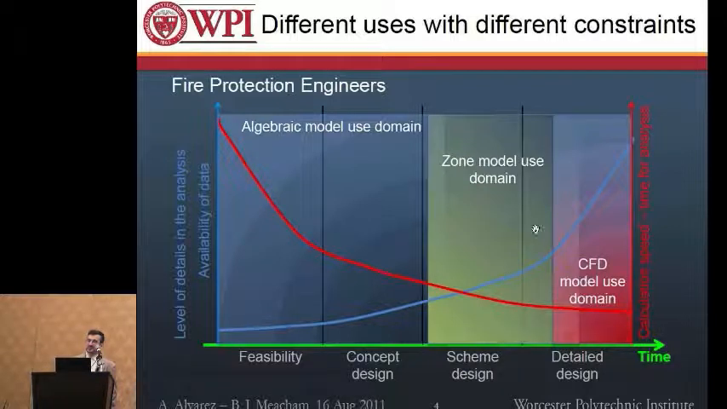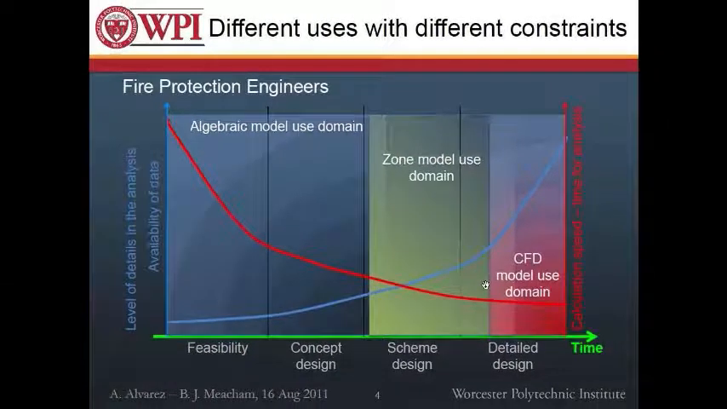So we can use more sophisticated tools such as zone models. In that case, the computation speed decreases, and also the time for analysis decreases because we go on in the project. In the detailed design phase, all the details become available, so very sophisticated tools such as CFD can be used. And again, the computational speed decreases because it requires more time, and the time for analysis also decreases because we go on in the project, and after the detailed design phase, we go on to the construction phase.